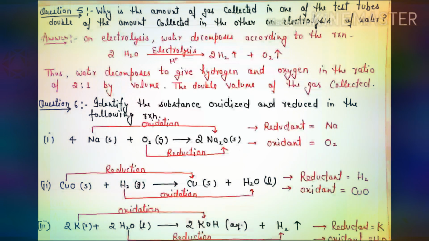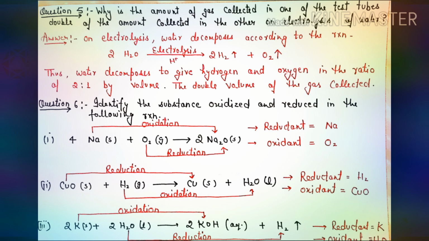Question number 5: Why is the amount of gas collected in one of the test tubes double the amount collected in the other test tube in the electrolysis of water? So students, as I already explained in the class about electrolysis, on electrolysis water decomposes according to the reaction. Thus water decomposes to give hydrogen and oxygen in the ratio of 2 to 1 by volume, so the hydrogen collected is double.